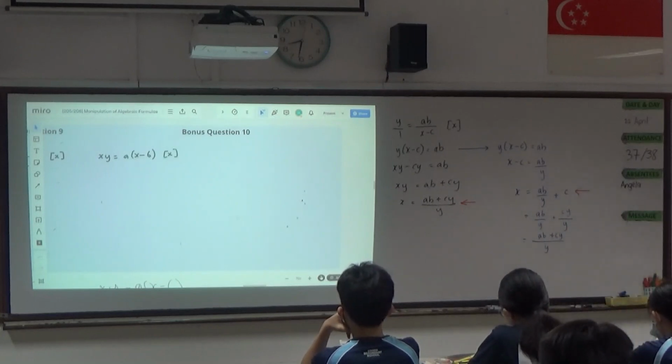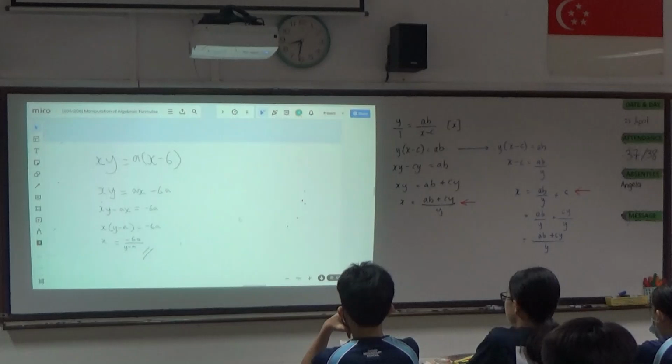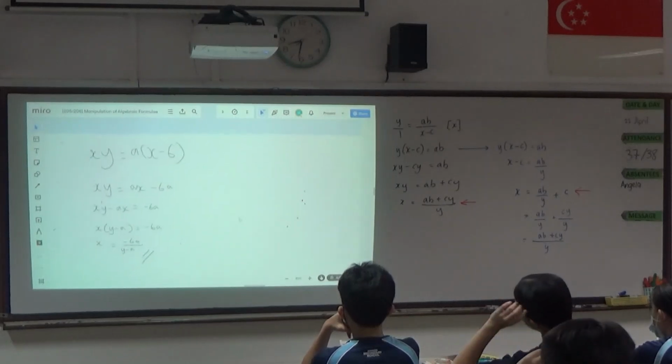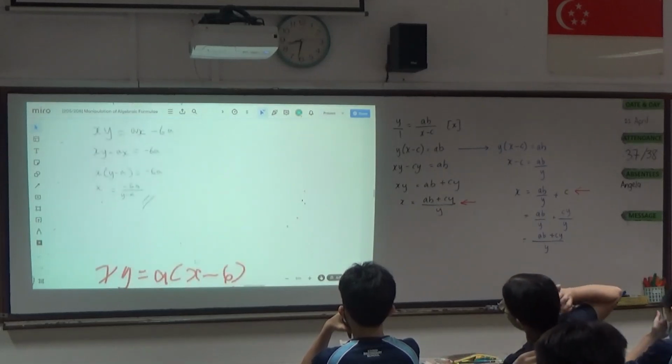So let's take a glance at what your friends have written. Group 1 has given us negative 6a over y minus a. That's the answer.